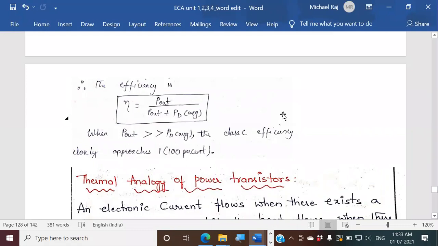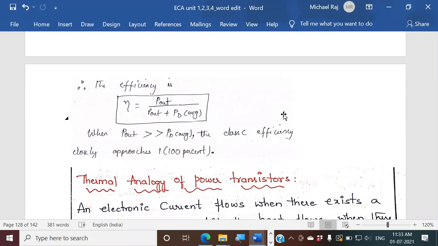Now tell me in which case the temperature rise at the junction will be more. Case 1, when power dissipation is more. Case 2, when power dissipation is less. Please answer. Students, obviously you can understand that when power dissipation is in the form of heat, when power dissipation is more, the junction temperature is also high.